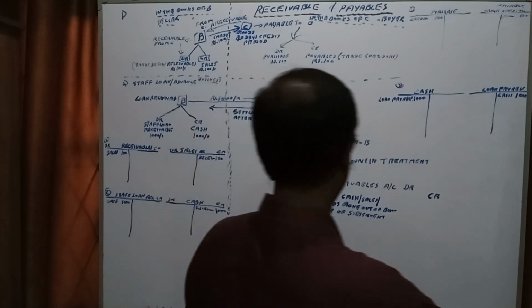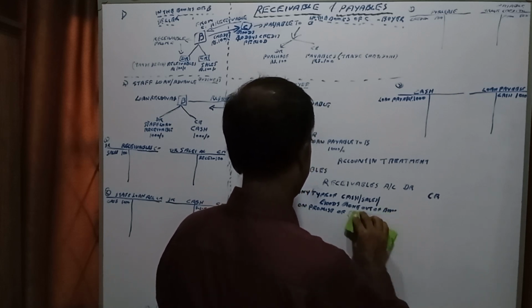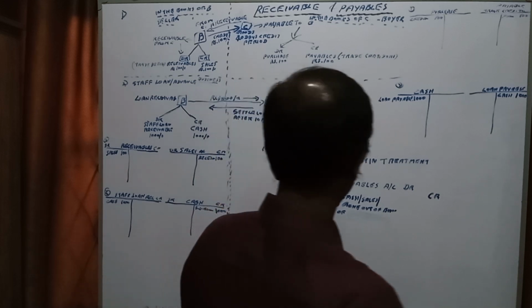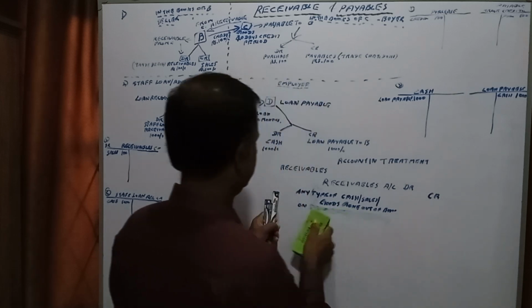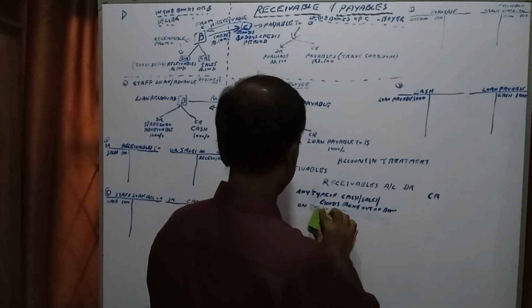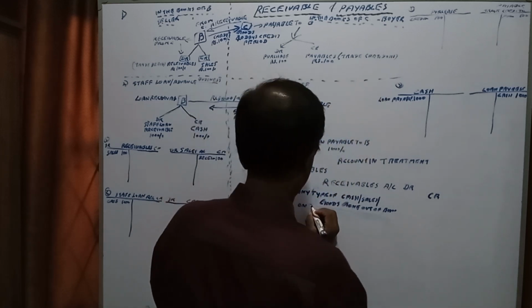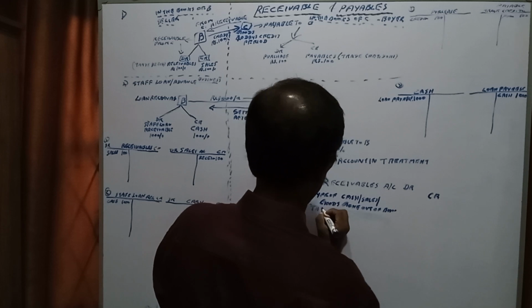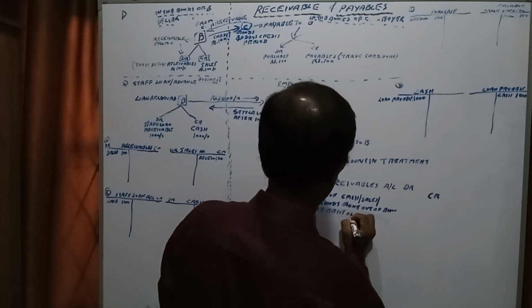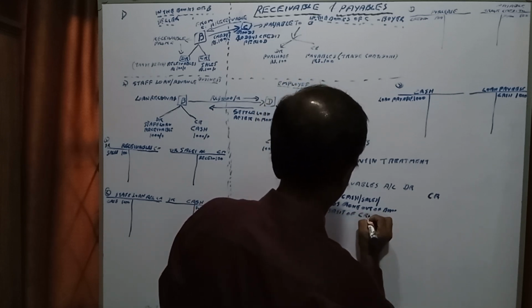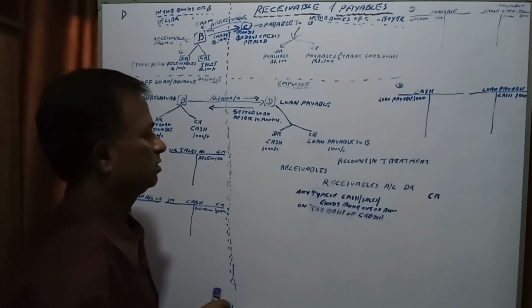So we can say, rather than the promise of subsequent settlement, on the basis of credit. On the basis of credit. That is the receivables.